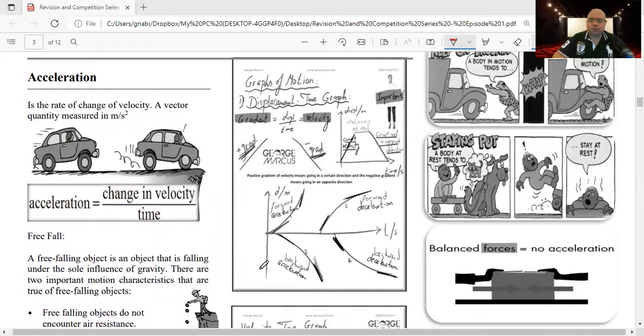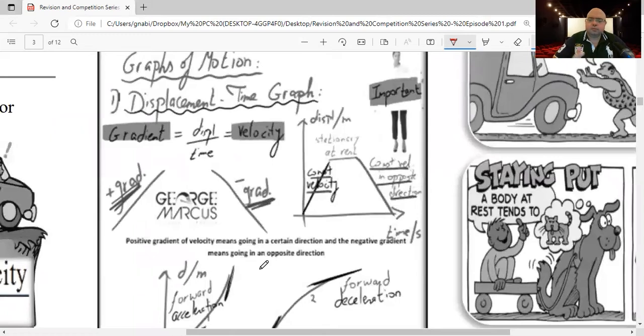The graphs of motion are really important, and we have mainly two types of graphs. Displacement time graph: the gradient of a displacement time graph is velocity, because you remember gradient is y over x, so displacement divided by time is v. Any straight line, not horizontal, represents constant velocity. If it has a positive gradient, it's moving forward. If it has a negative gradient, it's moving backward. And any horizontal line in a displacement time graph represents an object at rest, stationary.